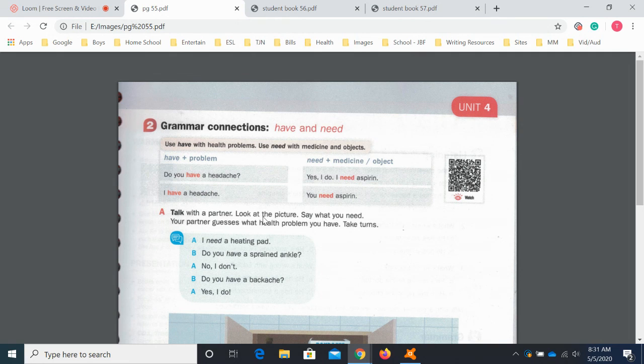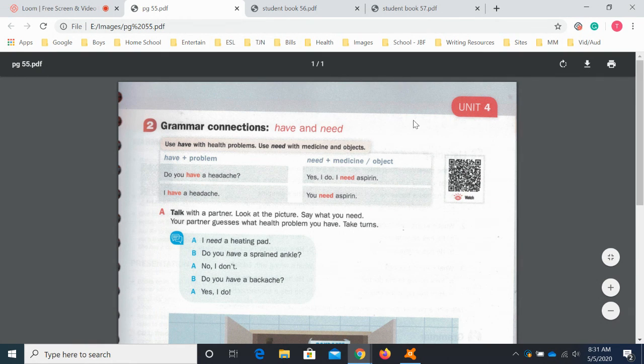So here it says, talk with a partner, look at the picture, say what you need. Your partner guesses what your health problem is. So if you have the 3rd edition, you have this barcode right here. You can go ahead and watch that video. That video basically explains the same thing that we see right here, but you can go ahead and watch that. If you don't have the barcode, don't worry about it. It's just an explanation of this right here.